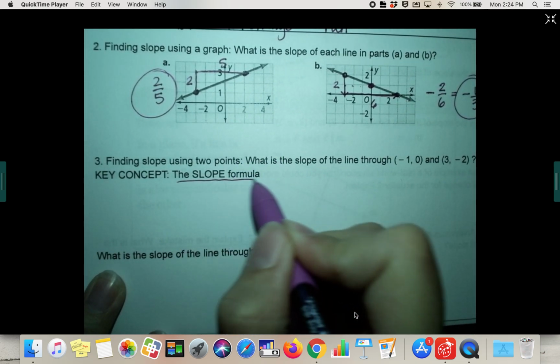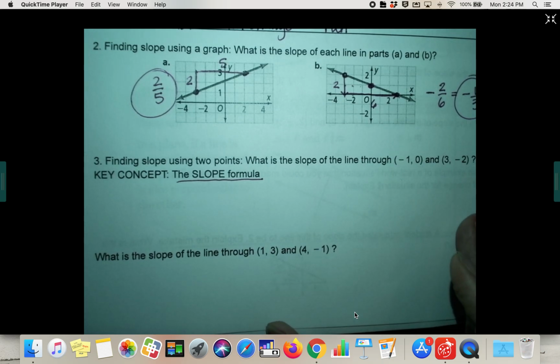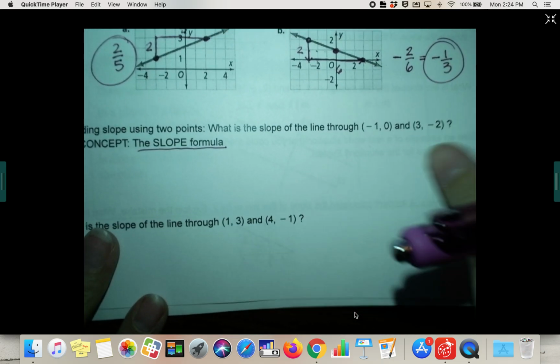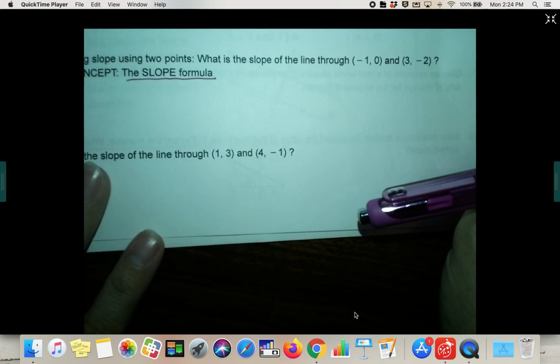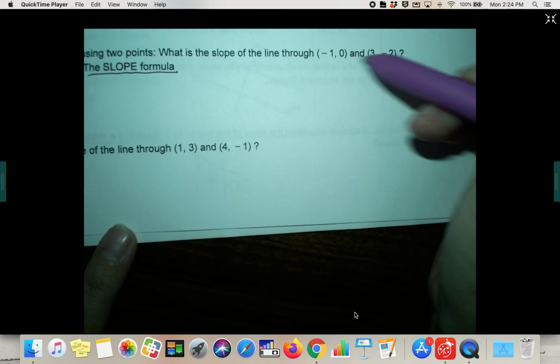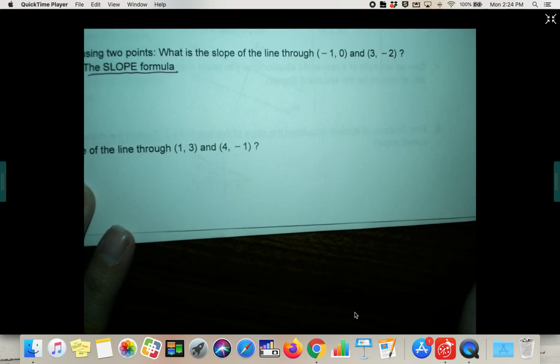All right, your next key concept is learning the slope formula. This is a big lesson. There's a lot of stuff in here. So let's say I don't give you a graph. I'm going to hide my graphs. All I'm going to give you is 2 coordinates. And I'm going to say, okay, what's the slope of this?